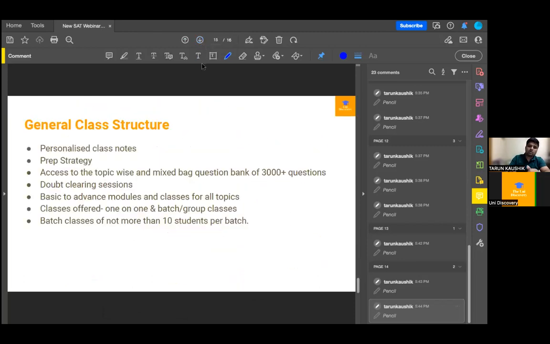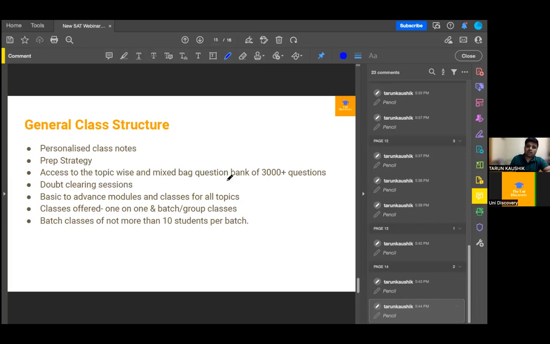Now, let's talk about the classes which are conducted. We conduct both individual as well as group classes. Group classes have a fixed schedule where each session will be of 2 hours. In individual classes, the frequency of the classes and the timings of the sessions are totally dependent on the coordination between the tutor and the student.